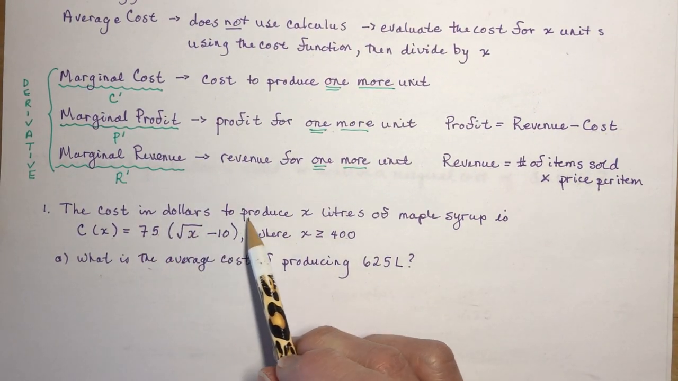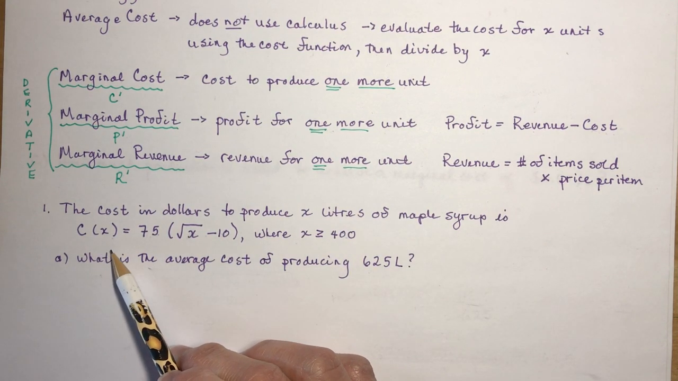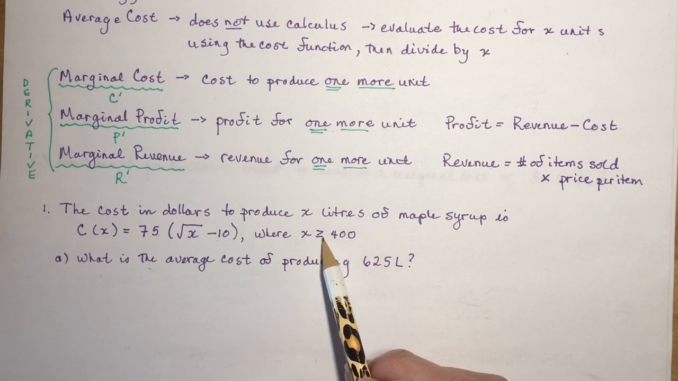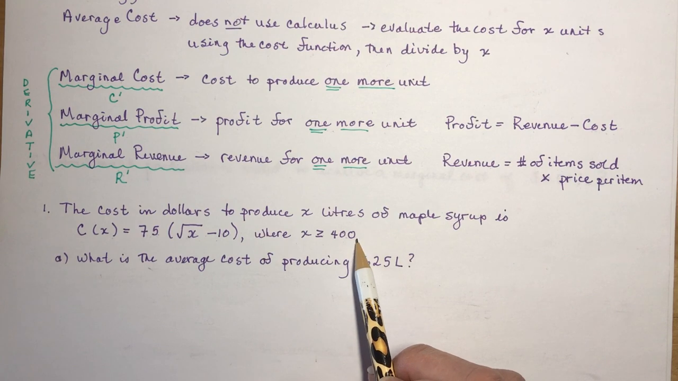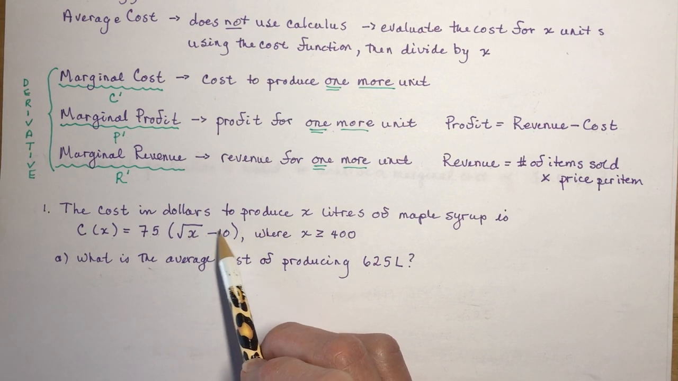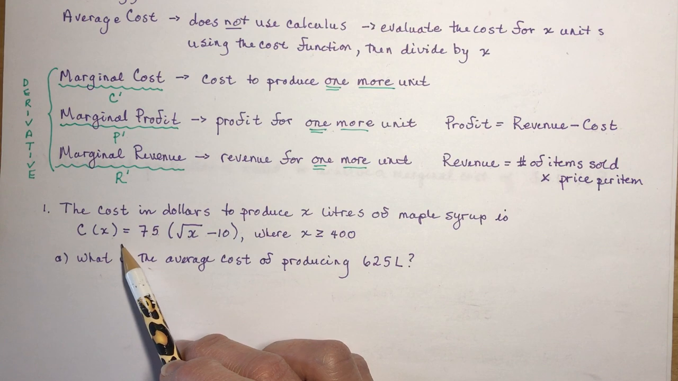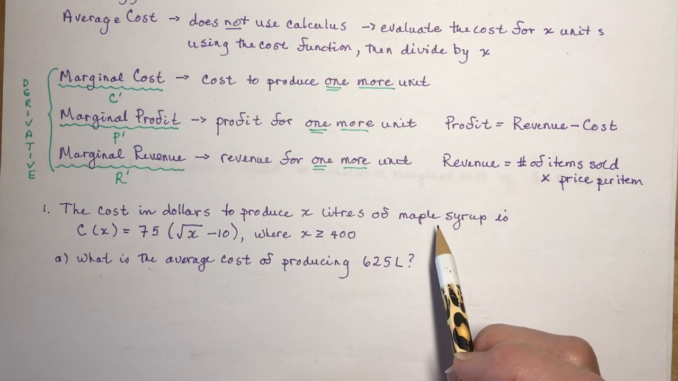Okay, so let's do an example from your homework. It says the cost in dollars to produce X liters of maple syrup is C of X equals 75 times the square root of X minus 10, where X is greater than or equal to 400. Why X greater than or equal to 400? Sorry, 400. So if I put in 400 here, I would get 20 minus 10 is 10 times 75. So there's some cost that is $750 before I even start making the maple syrup.